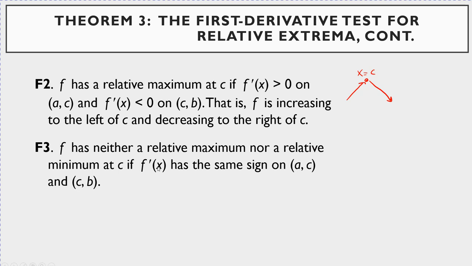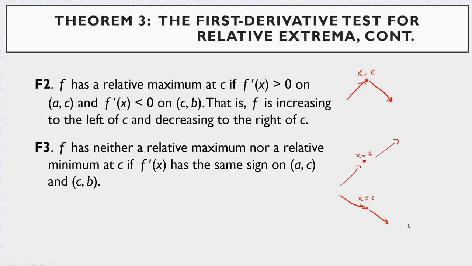All right, so f has neither relative max nor relative min if they're the same sign. What I mean is, if there's a critical value and it goes increasing and then you hit the critical value and it's still increasing. Or the same thing here: to the left of it, it's decreasing and then all of a sudden it's decreasing again.